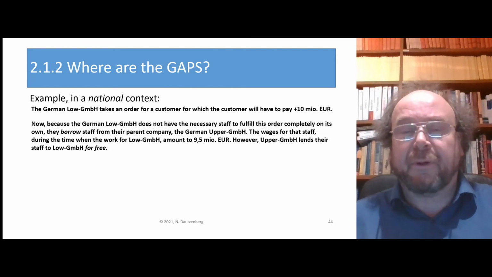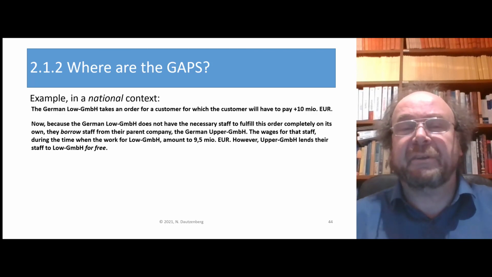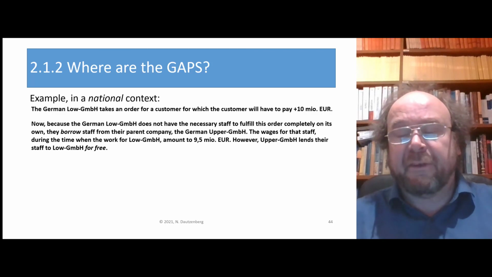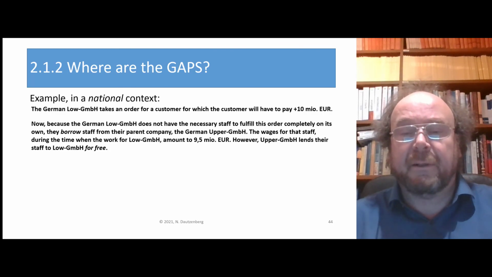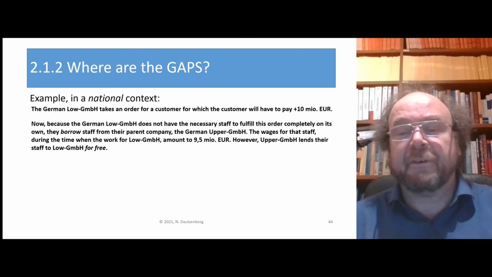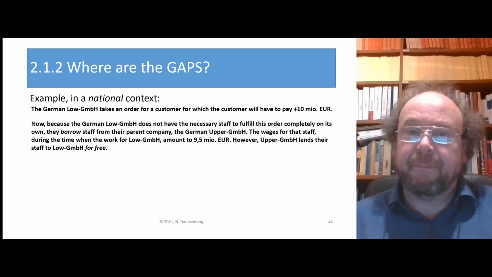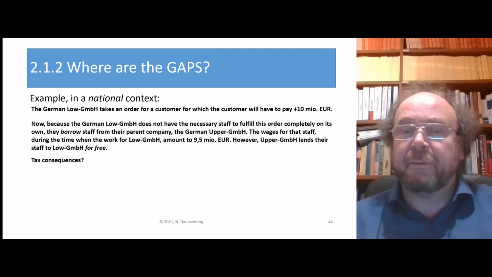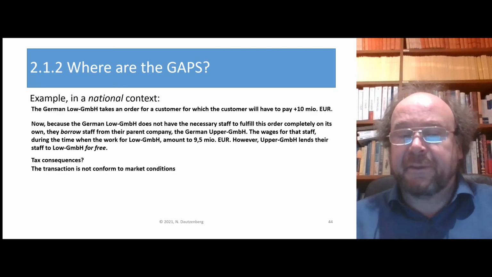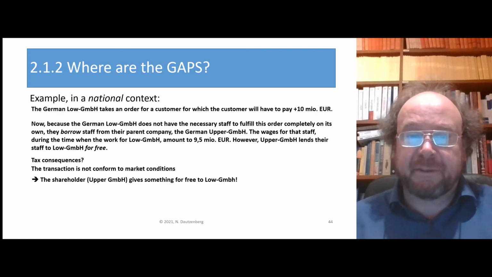And so they borrow staff from the parent company, the upper GmbH. Now the wages for that staff are naturally paid by upper GmbH, 9.5 million. But upper GmbH lends their staff to low GmbH for free, and that brings along a consequence as well. The transaction is not conform to market conditions.